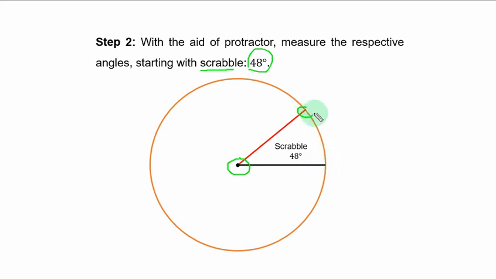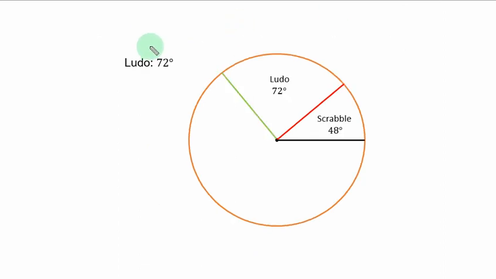It will be somewhere here. You draw from this point to the center of the circle. So that is the sector for Scrabble. The next one is to measure and draw the sector for Ludo. That is 72 degrees. Now your protractor won't be here again.